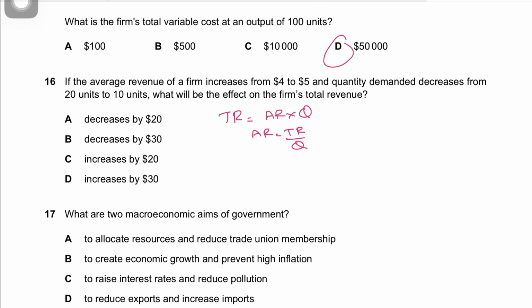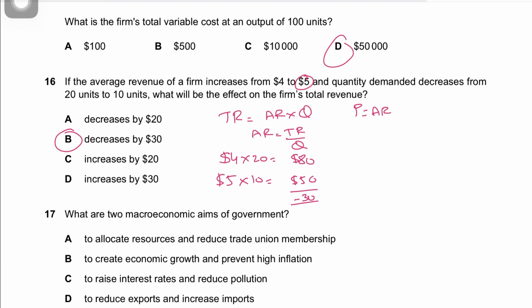So at a price of $4, 4 times the quantity demanded of 20 is $80. And by the way, the price is always equal to the average revenue. So the selling price goes to $5, which is the average revenue. So $5 times your 10 units would give you $50. So total revenue is actually decreasing by $30, right? So it decreases by 30.